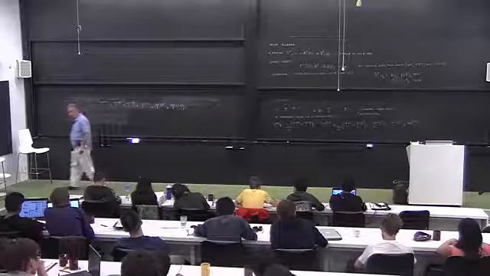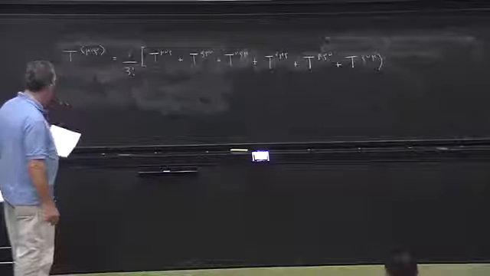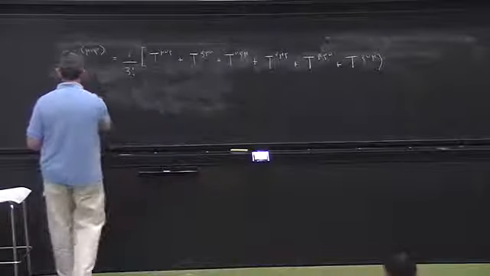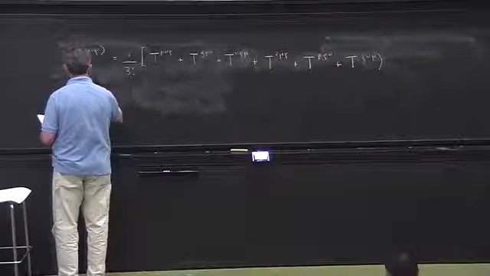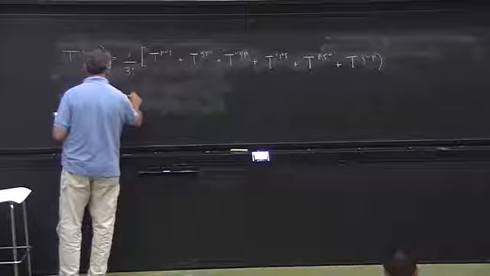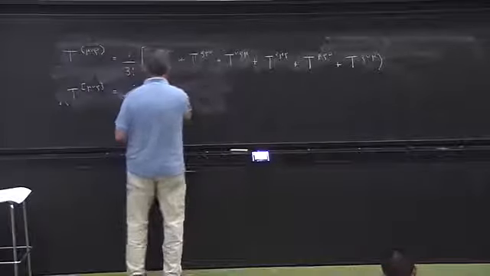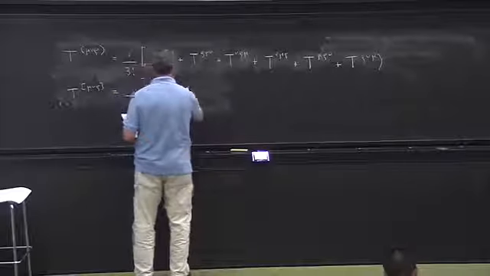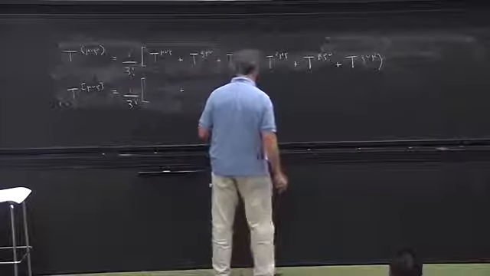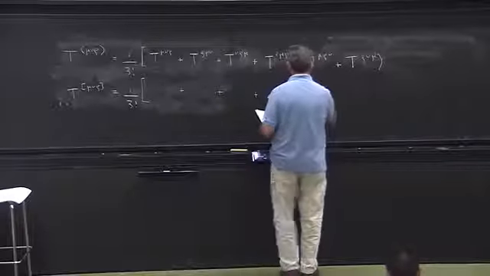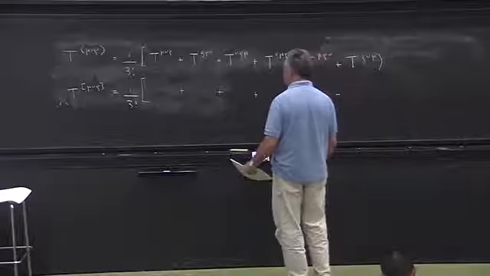And we divide by 3 factorial. That's the definition of the round bracket for 3 indices. And the square bracket is the same, except we add the cyclic permutations and we subtract the anticyclic ones.